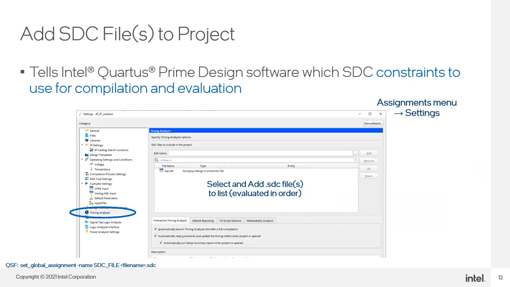The settings window of the Intel Quartus Prime GUI in the Timing Analyzer section is where you can add SDC files to your project. The files are evaluated in order with the topmost evaluated first and so forth. The order in which they are read can matter in the event of overlapping constraints. Quartus will generate a warning for any duplicate SDC command that covers the same object with the last-most SDC command overriding what was read in previously.